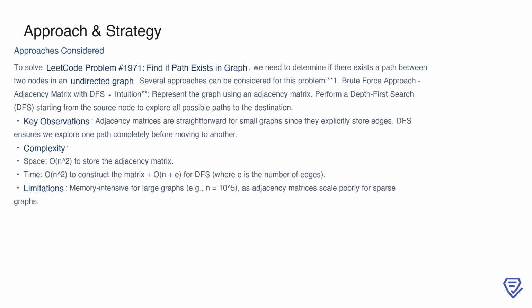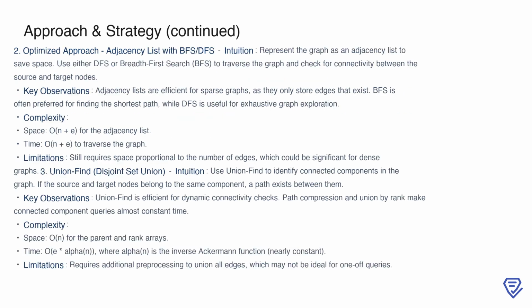This means that for very large graphs, such as those with 100,000 nodes, an adjacency matrix can be extremely memory-intensive and inefficient. Another approach to consider is using an adjacency list combined with either DFS or breadth-first search, or BFS. The idea here is to represent the graph more efficiently by storing only the edges that exist, making this method especially suitable for sparse graphs. Both DFS and BFS can be used to traverse the graph and check for connectivity between the source and target nodes.